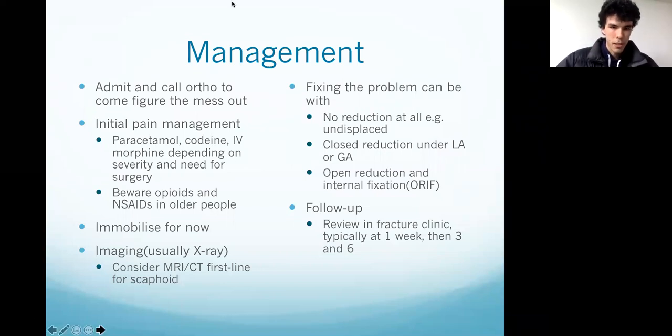Then once you've got everything ready for ortho to come do it, they can fix the problems. So they might not reduce it, for example, if it's not displaced. They might just cast it. They might do a closed reduction, so they don't make any cuts or anything. They just push it back together where they think it should be, get some X-rays and make sure it's right. This is under local or generalized anesthetic. Or they can do open reduction and internal fixation, or ORIF. And if you're not sure, because all the different fractures have a whole bunch of different guidelines about how often you should come, just say 1 week, 3 weeks, and 6 weeks, because most people will follow that timeline.